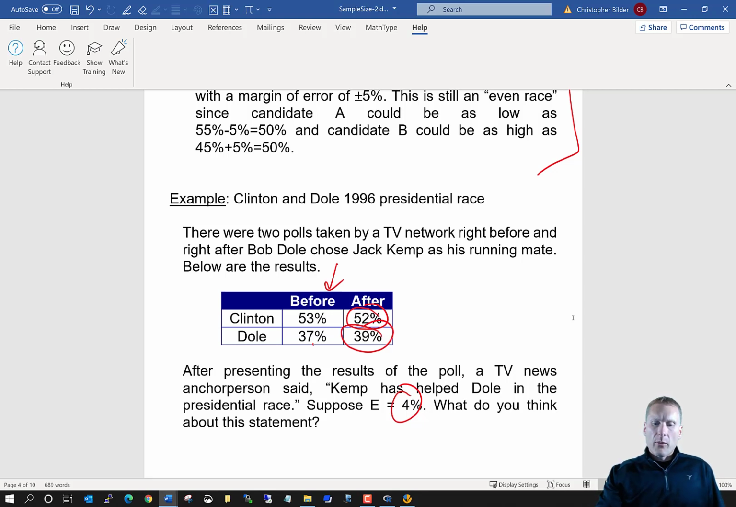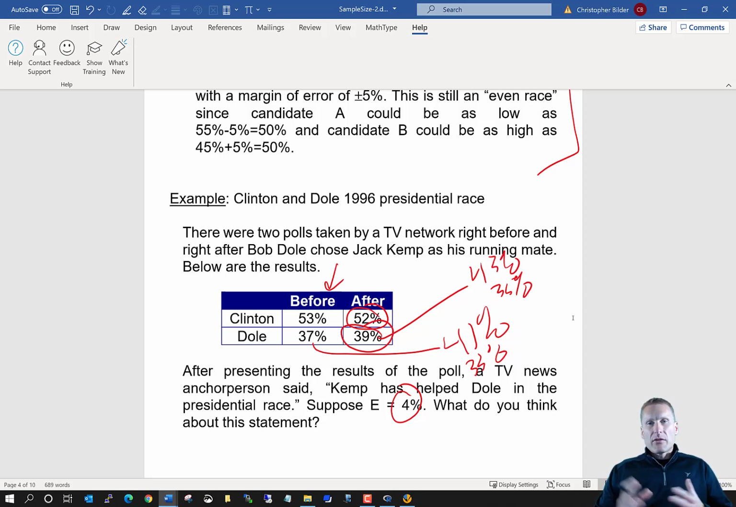So, before, Dole could have been as high as 41% in terms of the population proportion of people that would vote for him. It could all the way be down to 33% as well. Now, after the poll was taken, Dole could be at 43% or all the way down to 35%. So we see this overlap between these two ranges.